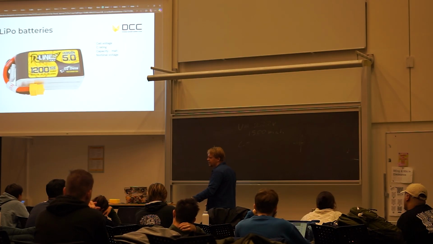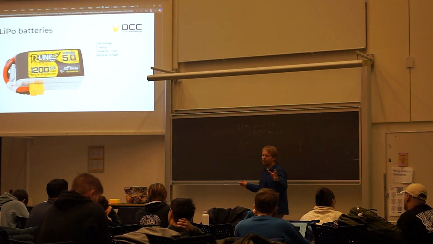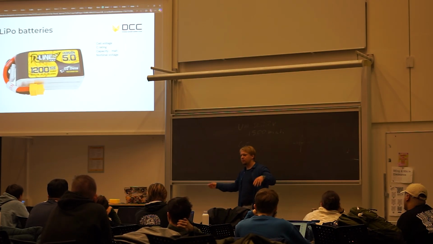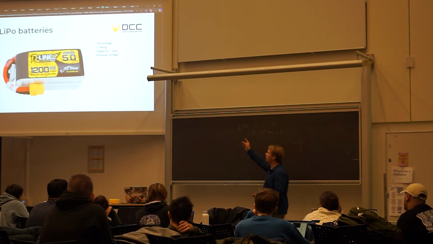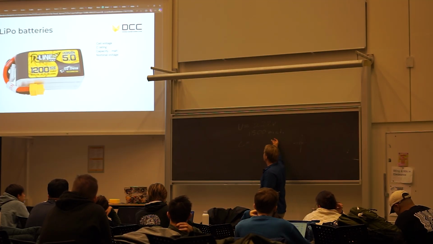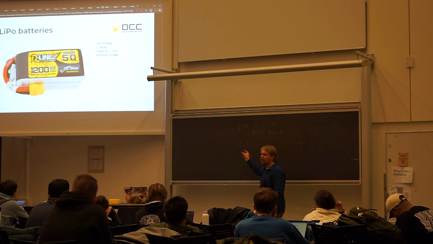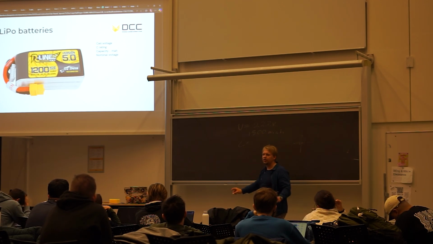Yeah, so the capacity is in milliamp hours. I don't know, that is a 1200. I wrote down a 1500. So you can multiply those two numbers, get the watt hours that are in the battery, to figure out how much energy is stored.